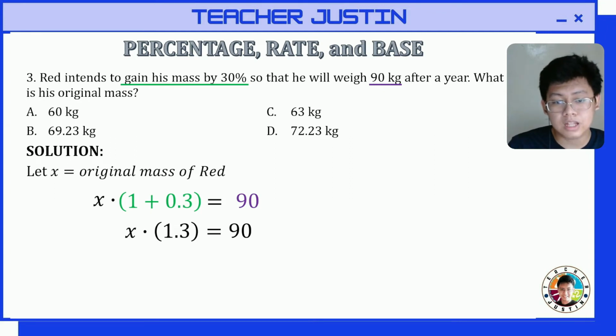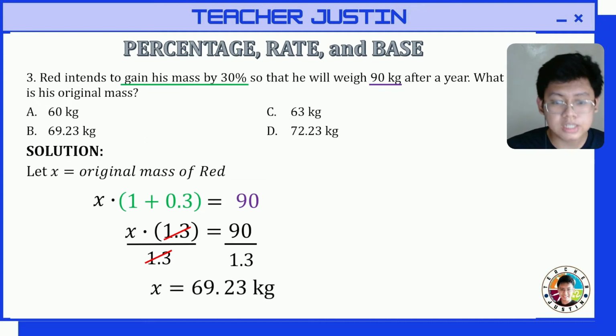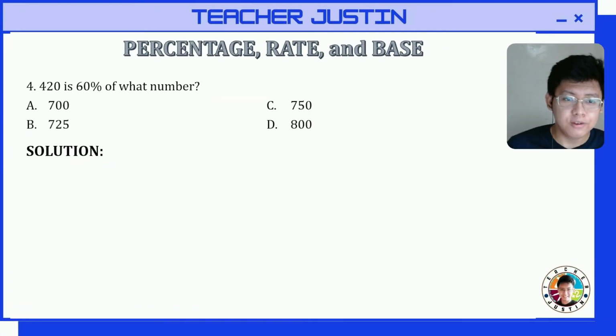Then, let's divide both sides by 1.3 to isolate our variable X. And divide 90 and 1.3. Magiging equal siya to 69.23 kilograms. So to answer this question, what is his original mass? So it will be letter B, 69.23 kilograms. And that's it. Ta-da! Alright.